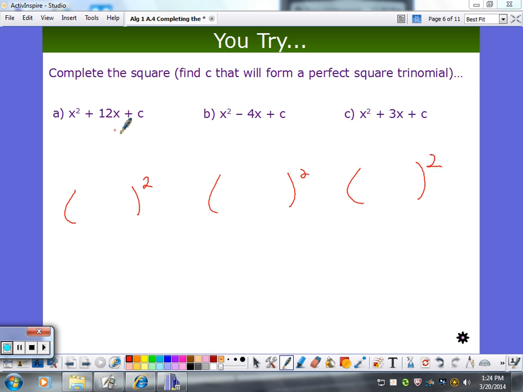We get our values. What's c for this one? 36. Right? Half of 12 is 6. Square that. All right, now we're going to turn it into a binomial square.